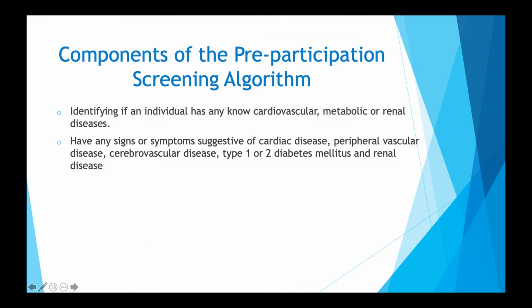The next component of the ACSM pre-participation screening algorithm is finding out if the individual has any known cardiovascular, metabolic, or renal diseases. For example, diseases like coronary artery disease, heart attack, heart failure, diabetes, cancer, and kidney disease, or any symptoms that may be suggestive of cardiac, peripheral vascular, cerebrovascular disease, type 1 or type 2 diabetes mellitus, and renal diseases.